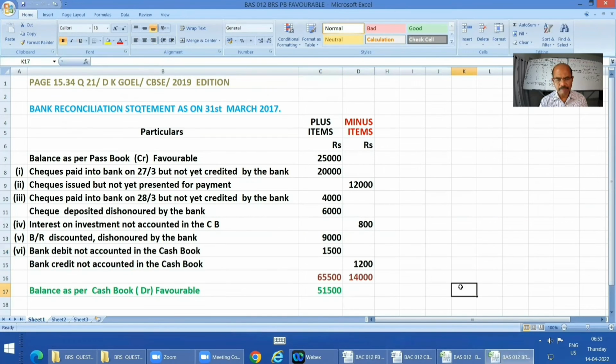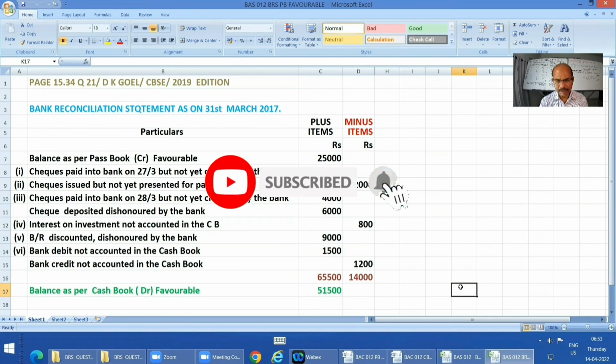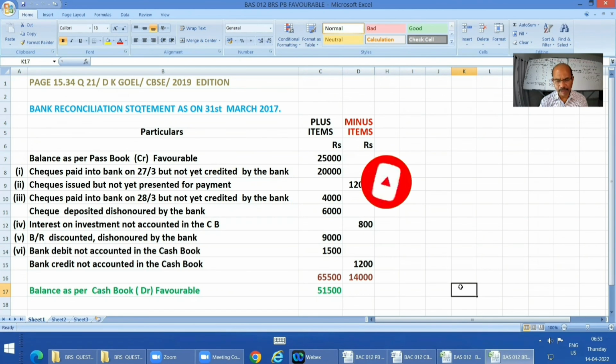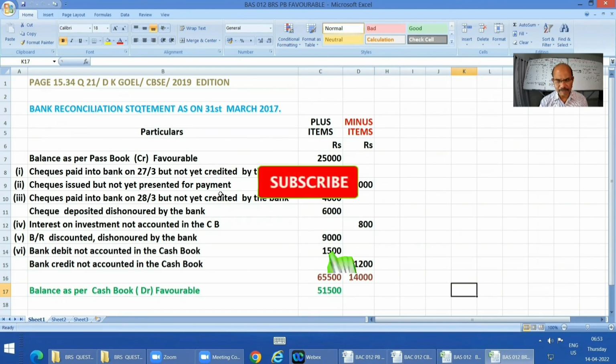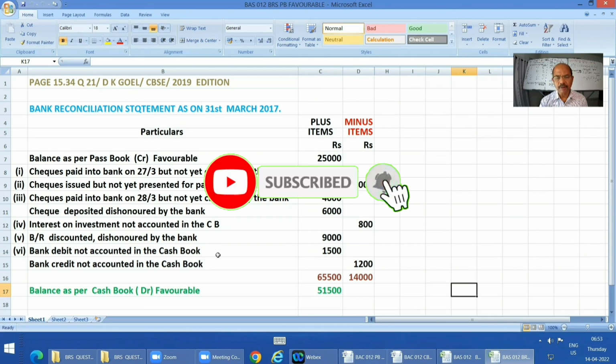Well, this is the answer. This is the way the answer is to be presented. While explaining, I explained to you the concept only, why and how each amount comes, but it has to be eventually presented like this. Okay, students, thank you.